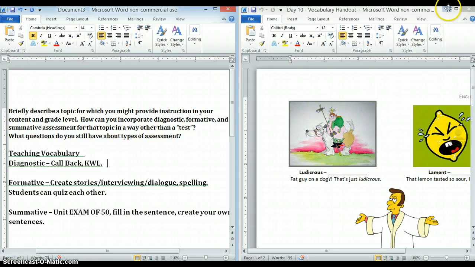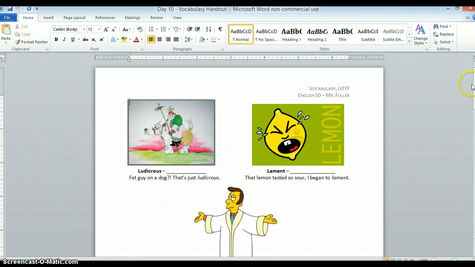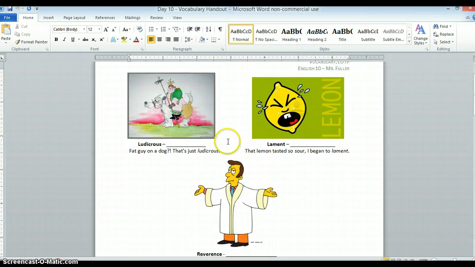Another type of authentic assessment here would be I give them a handout like this, and I have graphics attached to the words. So for instance, let's look at this top one here on the left. The word is ludicrous, and then I have a picture, and the sentence that goes along with it: fat guy on a dog, that's just ludicrous. So I'm using the word in a sentence for them, and they're also seeing it in context, and they're able to attach some sort of humor or joke to this word, making it more memorable that way, I think.